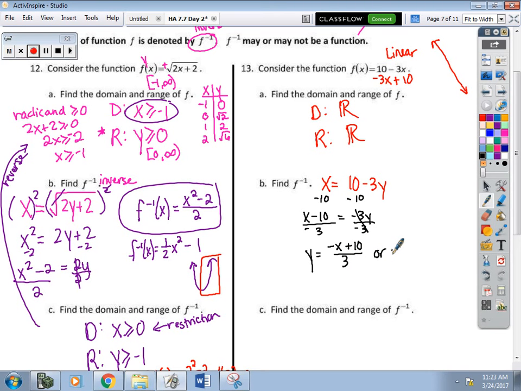Or your other option is to actually split them up into two separate fractions, which would be like negative 1/3 x. And then negative 10 over negative 3 would become positive 10/3. Doesn't matter to me how you leave it, just so you don't have a negative. Instead of having y there, I should have f inverse.